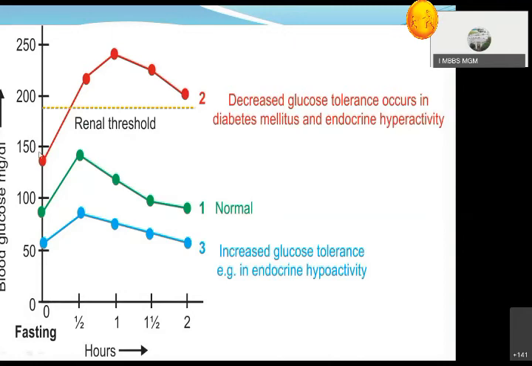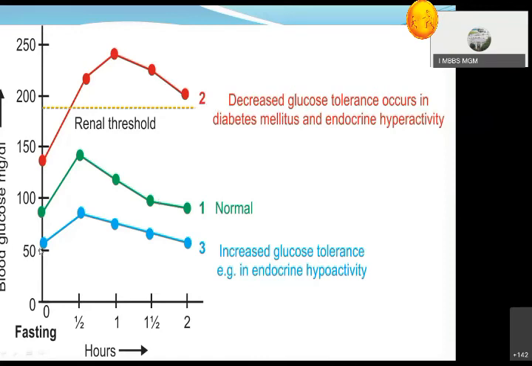Second is decreased glucose tolerance. Fasting is above the fasting limit, approximately 140. Peak is at half to 1 hour. It is approximately 240. It is above the renal threshold. Then it comes down, but not below the renal threshold at 2 hours. So all these four samples will show urine glucose positive. So this decreased glucose tolerance occurs in diabetes mellitus and endocrine hyperactivity.